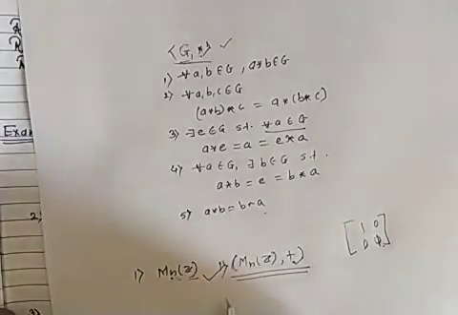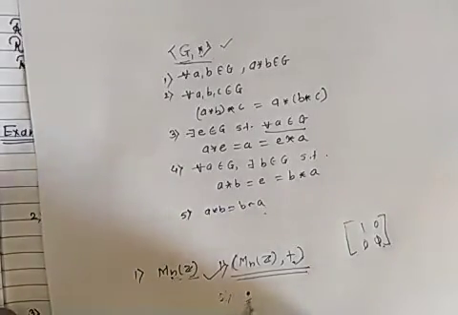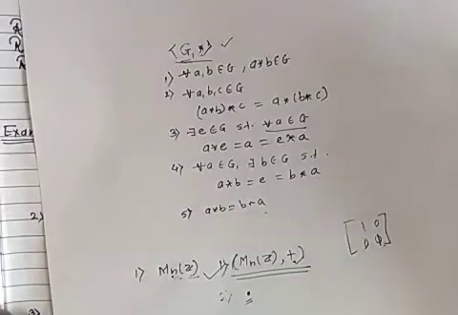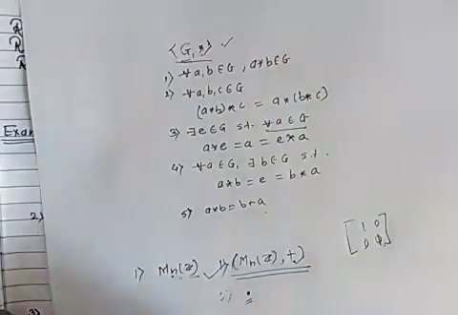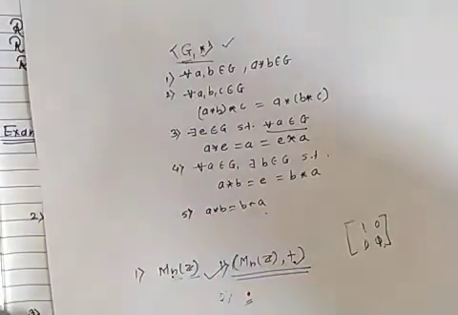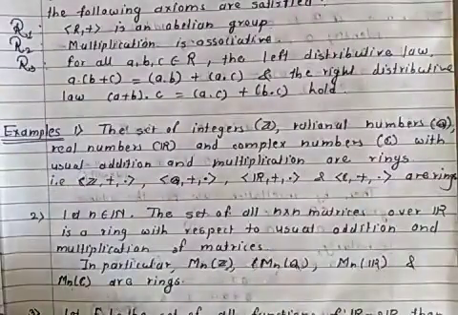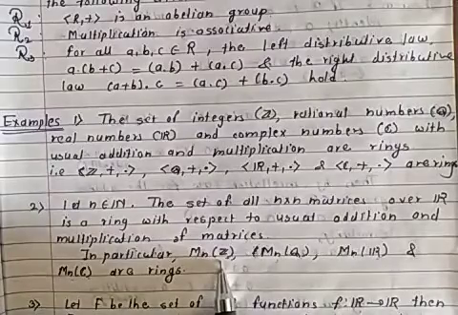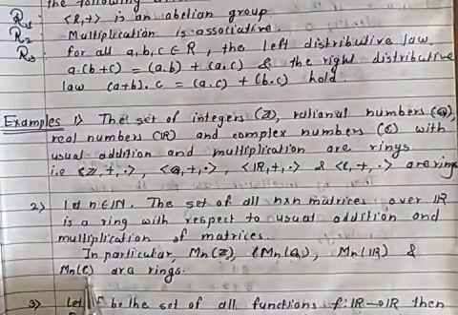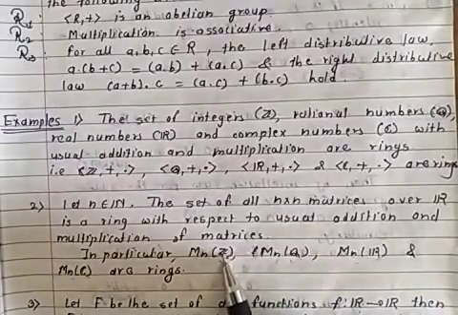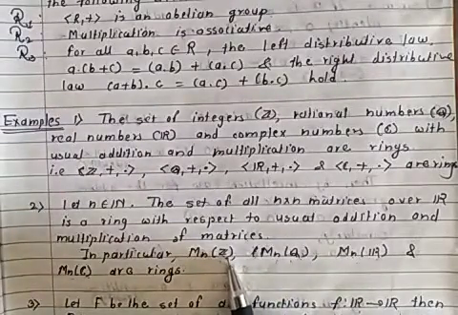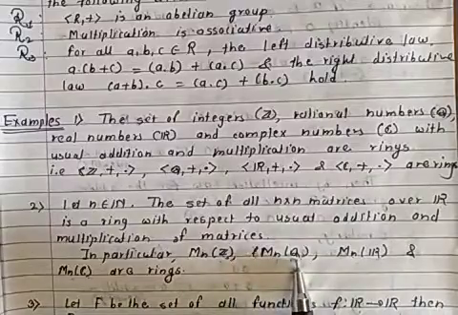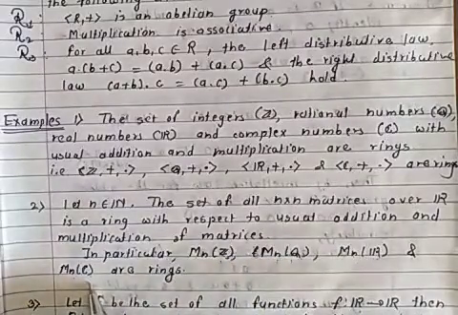Second, with respect to multiplication, the operation will be associative. And the third property, that multiplication distributes over addition from left and right for matrices, will be satisfied. In this way you can check that MnZ is a ring. Similarly MnQ, MnR, MnC. Note that here entries of the matrices will be integers, here entries are rational, here real, here complex numbers.